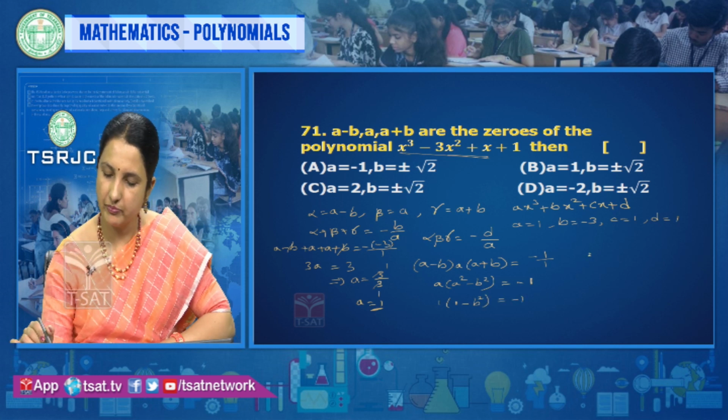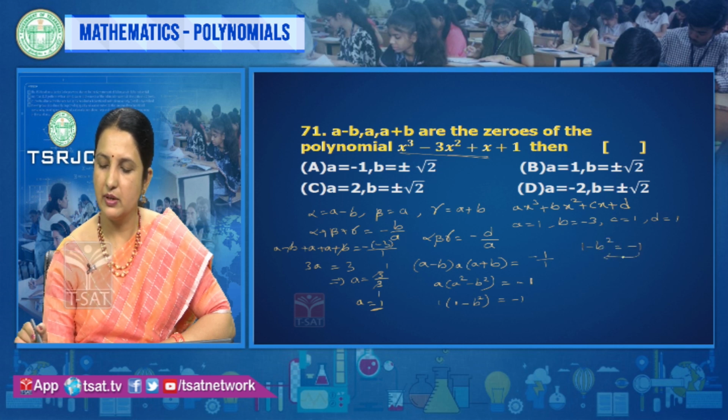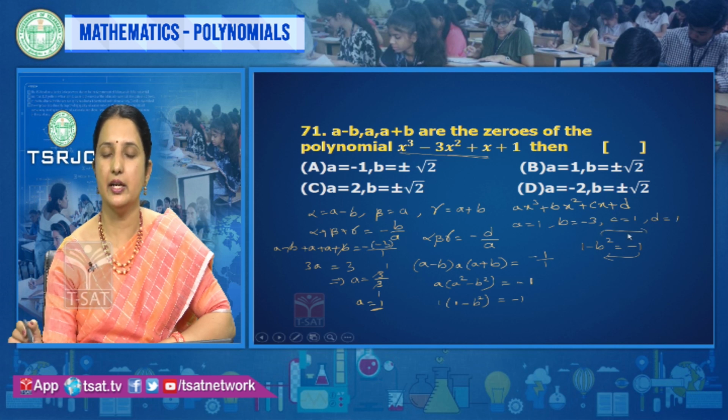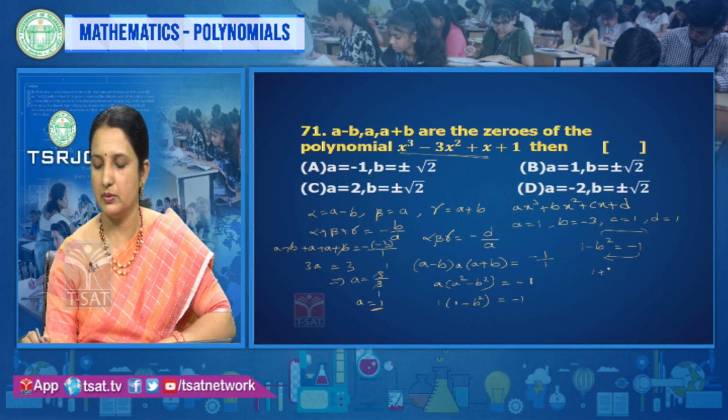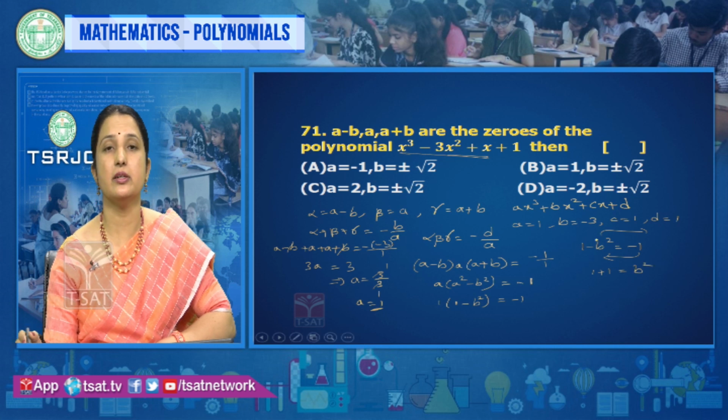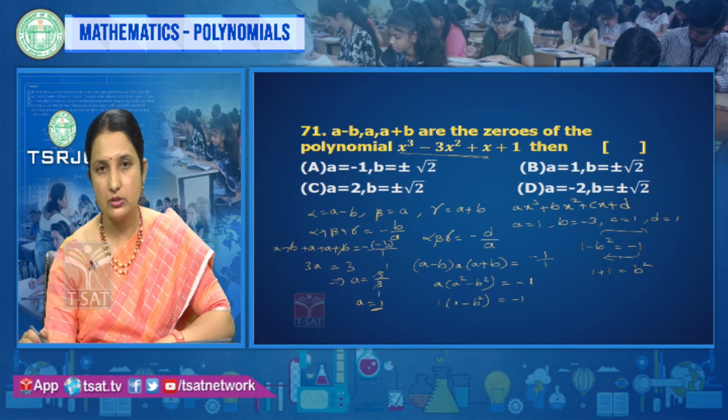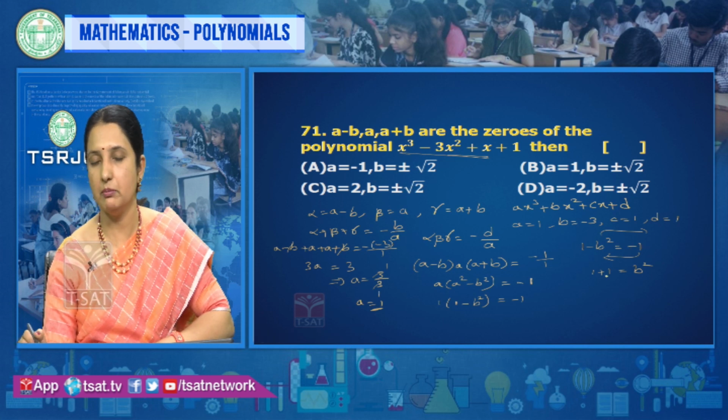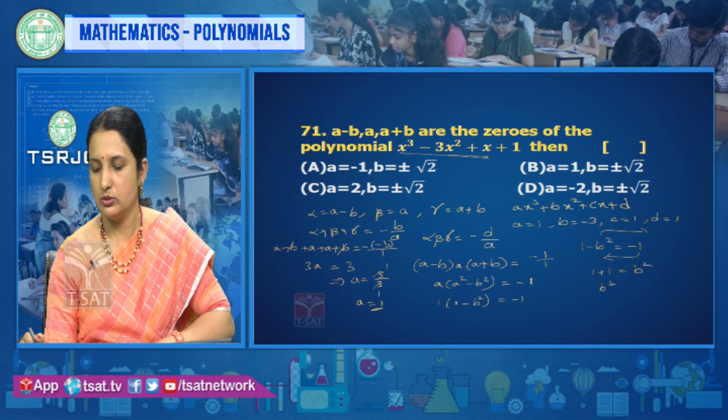That means 1 minus b square equals to minus 1. You bring this minus 1 this side and b square to that side. What will become? 1 plus 1 equals to b square. When minus b square goes that side, it will become plus b square. Minus 1 comes to this side, means left side, it will become plus 1. So b square equals to 2.